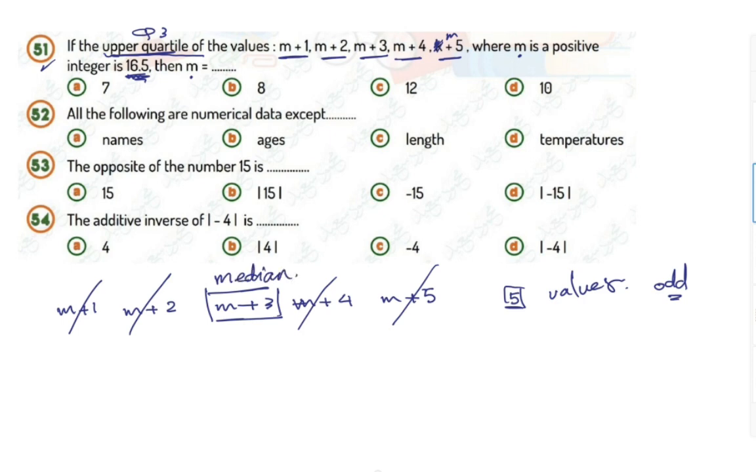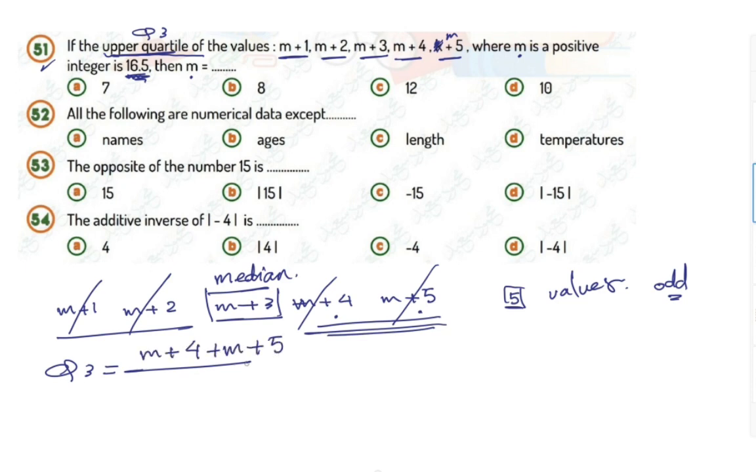But I need the upper quartile. So does the upper quartile come from this span or this span? Of course this span. So the middle of this span is the upper quartile. So the upper quartile, Q3, will equal the average of these values. So I will add this value to this value divided by 2. Note with me, m plus 4 plus m plus 5 over 2. That's Q3.